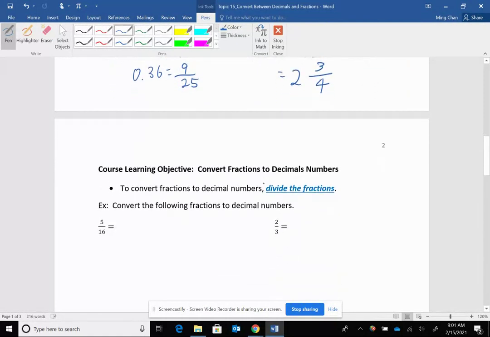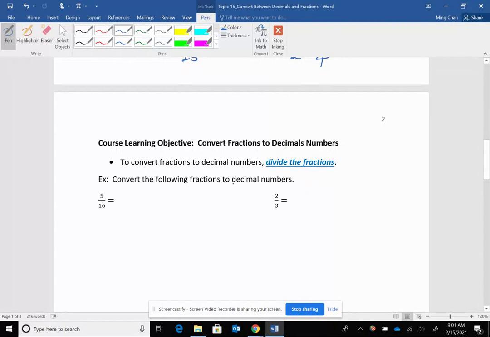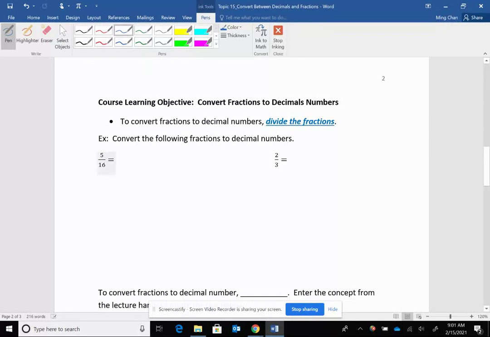All right. So what happens if I start with a fraction? I want to convert into a decimal. Well, the way we do it is simply divide the fractions. To convert fractions into decimals, we just divide. So let me show you how to do this by hand. 5 over 16 is the same as 5 divided by 16. So the 16 is the divisor, goes outside. 5 is the dividend.